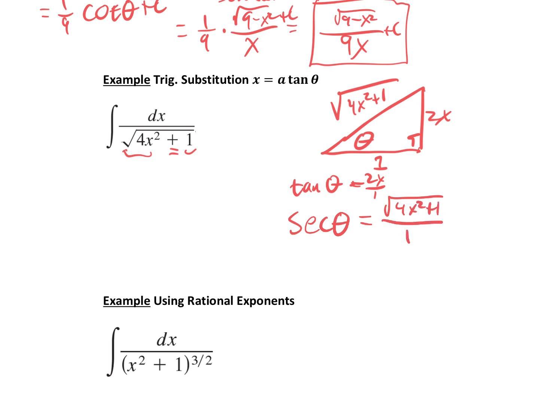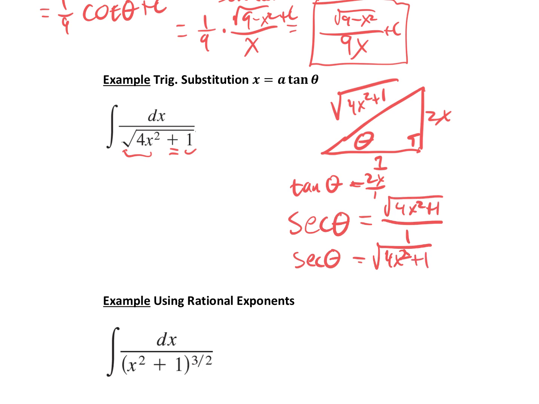Multiply both sides by 1. In other words, it just goes away. And we have secant of theta is the square root of 4x squared plus 1.